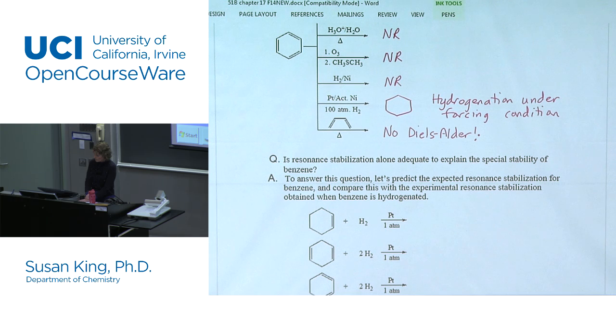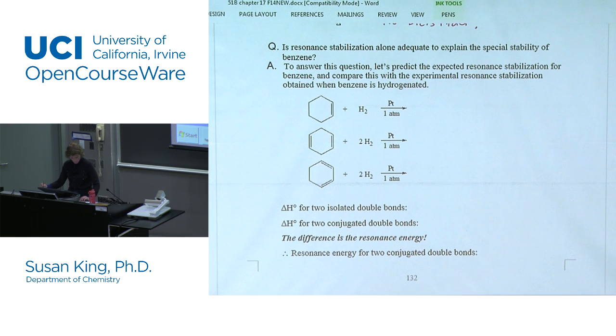All right, so this is everything we know about benzene so far. And so the question we want to answer is: is resonance stabilization enough to explain the special stability of benzene? That's what we're going to try to answer right now. To answer this question, let's predict the expected resonance stabilization for benzene and compare this with the experimental resonance stabilization obtained when benzene is hydrogenated. And we'll see if we're right or not.